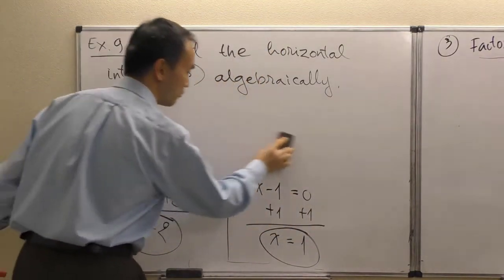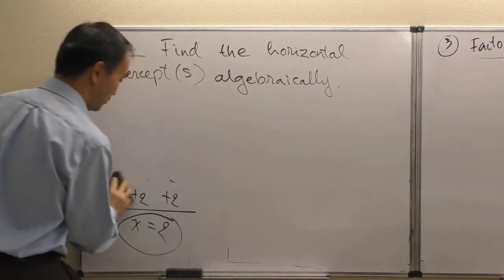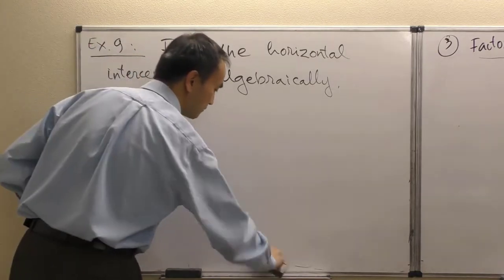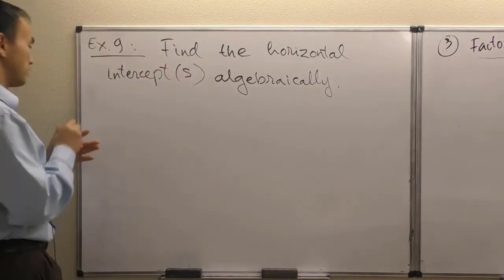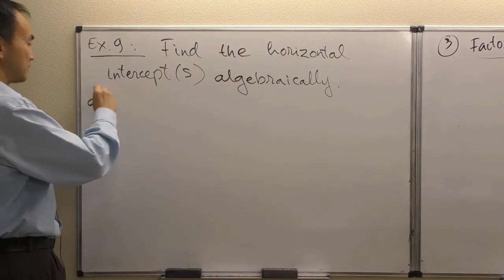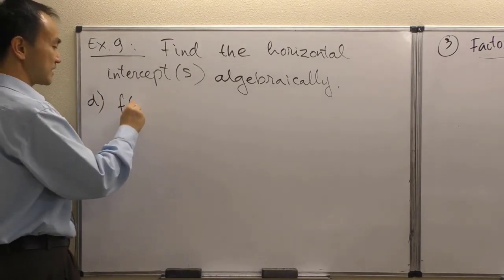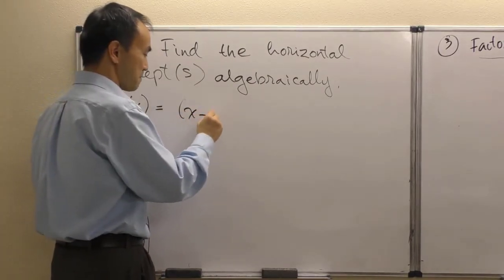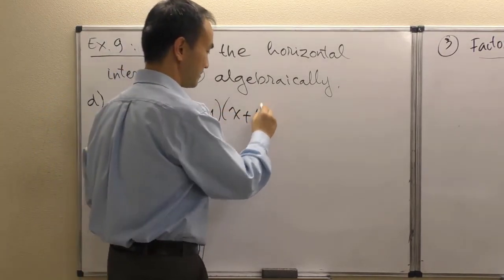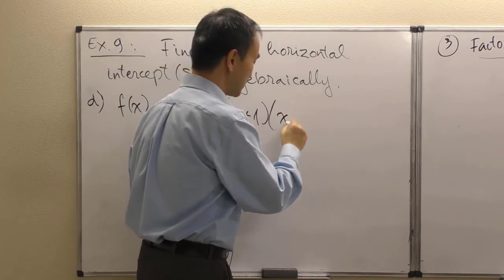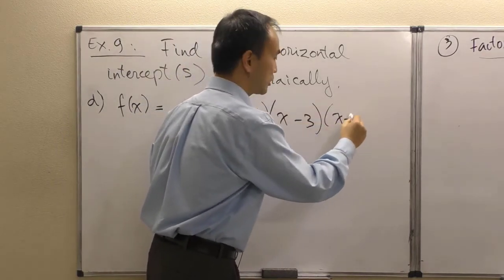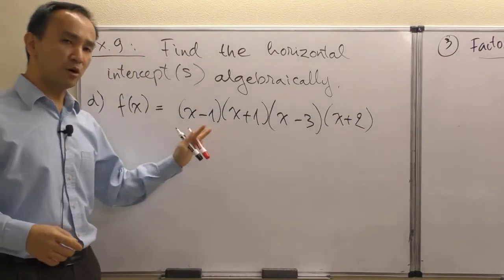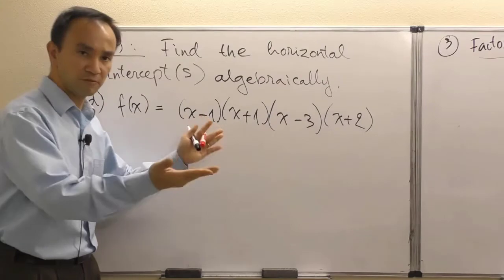Keep getting comfortable with how to find and extract the horizontal intercepts right out from the factor form of your polynomial. So how about this one here? We have f of x in part D of our example: x minus 1 times x plus 1 times x minus 3 times x plus 2. Another polynomial that is already given in factor form.